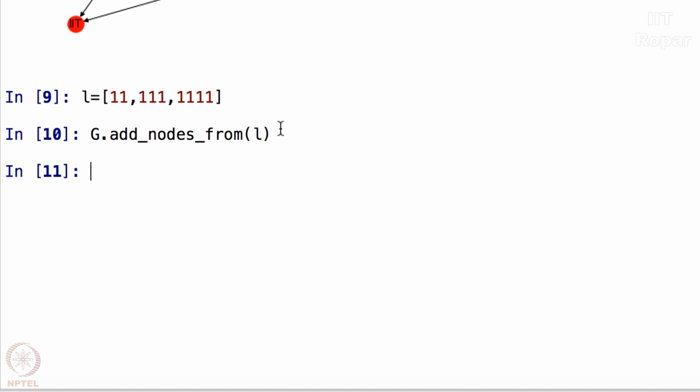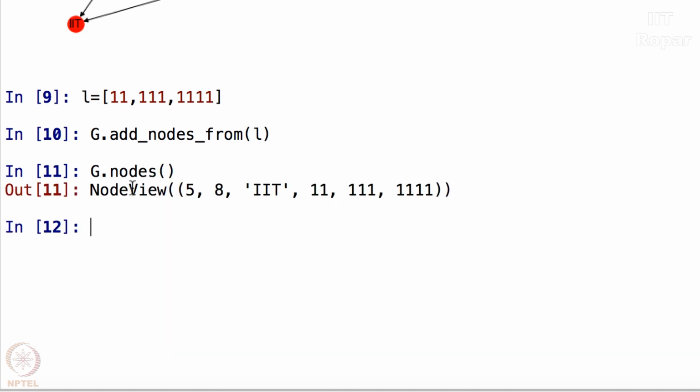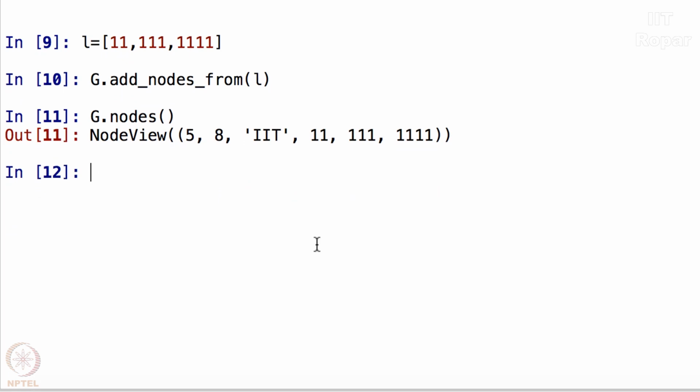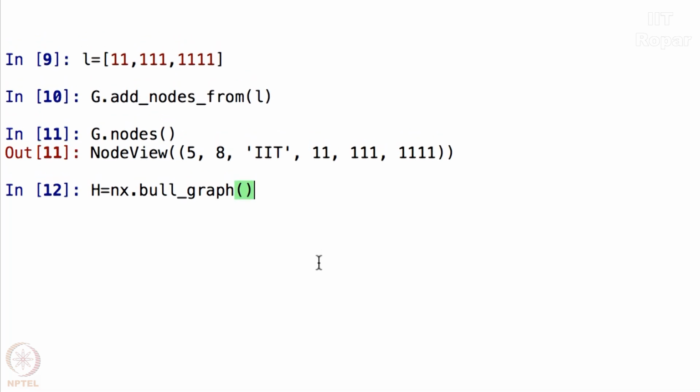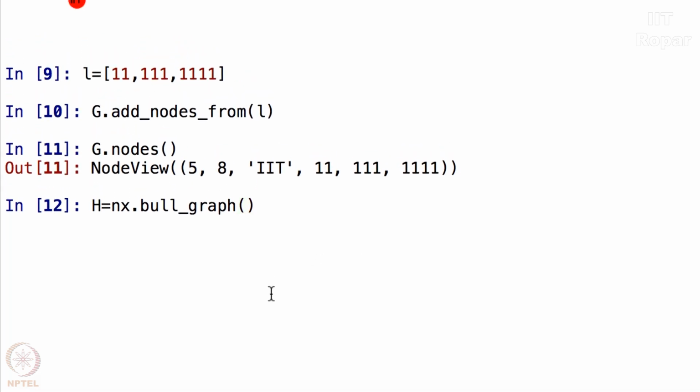Let us see all the nodes in G. So G.nodes. Do you see 5, 8, IIT were earlier there and now these have got added from the list. Now what I'm going to do is create another new graph. H is equal to NX.bull_graph. Yeah, it sounds a little funny and weird, but this is the name of the graph. You can probably draw it. Now let me draw it.